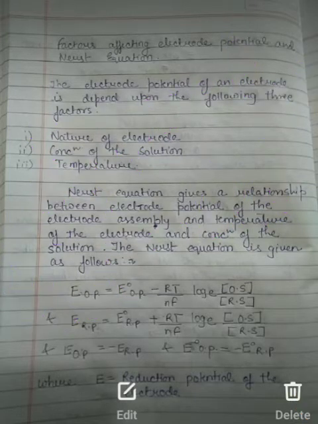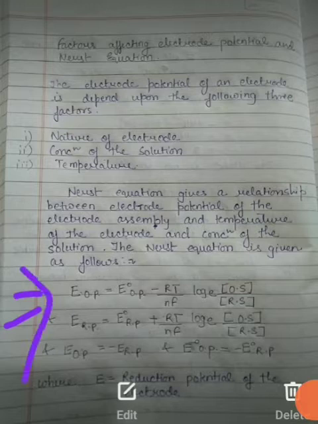Okay students, now coming to our point, what is the Nernst equation. As we have known, it gives the relationship between electrode potential, the temperature and the concentration of the solution. The Nernst equation is given as, here you can see, oxidation potential is equal to standard electrode oxidation potential minus RT upon nF log base e of oxidized state upon reduced state. This will be for oxidation potential, and this will be for reduction potential.